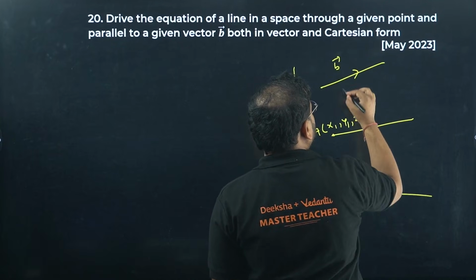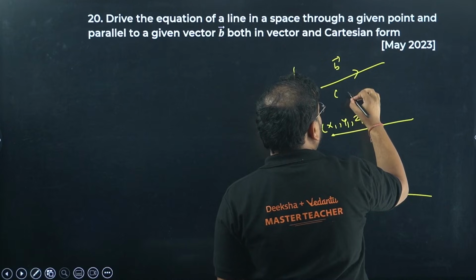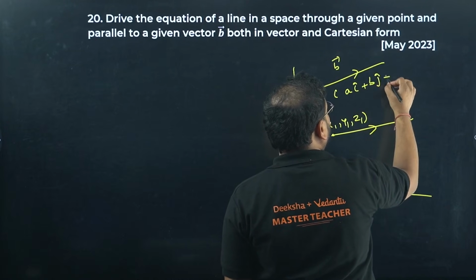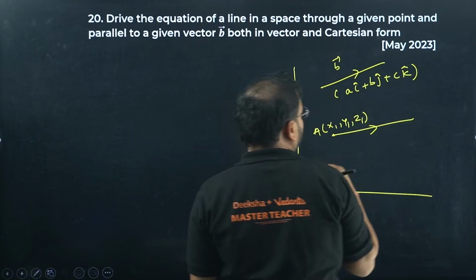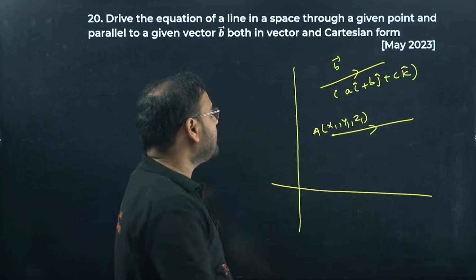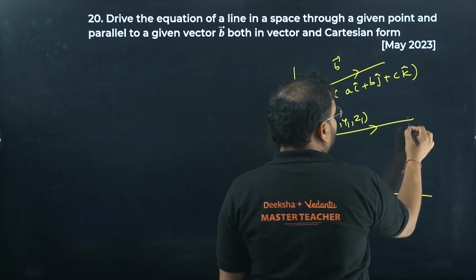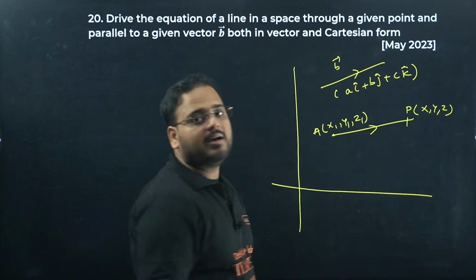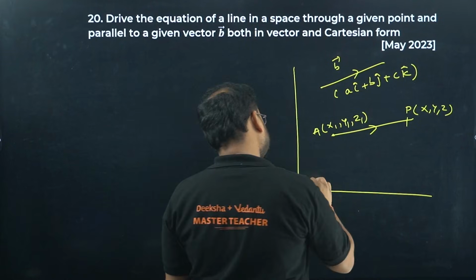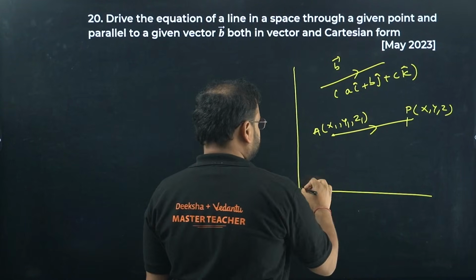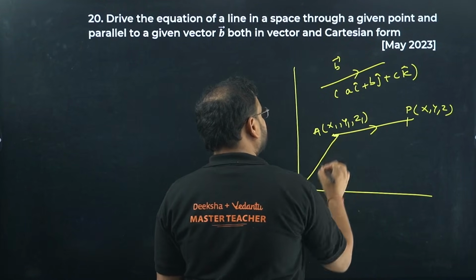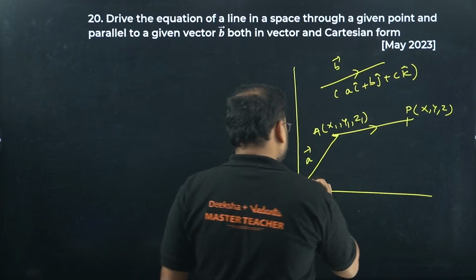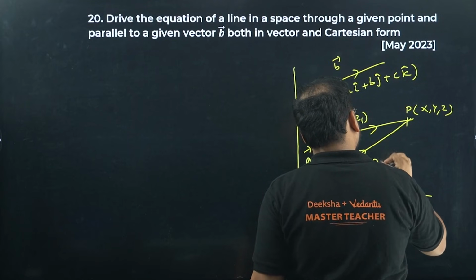Vector B has components a i cap, b j cap and c k cap. This is the vector form of B, and the line is parallel to this vector. I take an arbitrary point on the line with coordinates x, y and z. This is your origin, and this becomes your position vector of the point A, let's say vector A. I'm looking for the derivation, right? And this is your resulting vector, vector R.